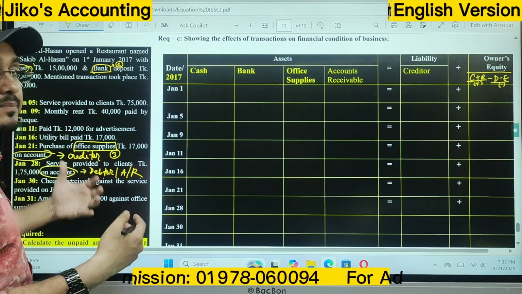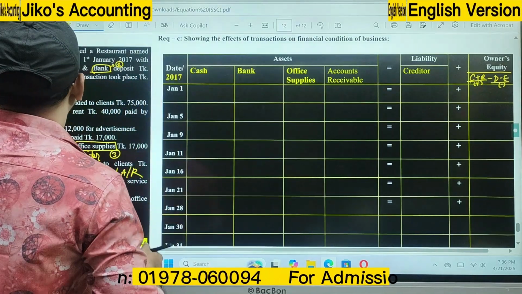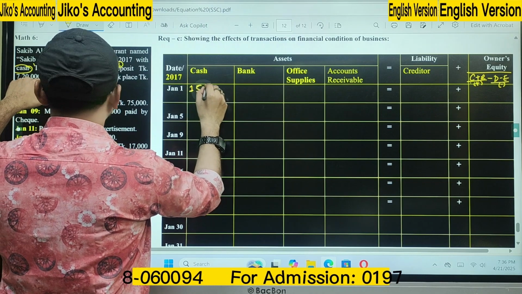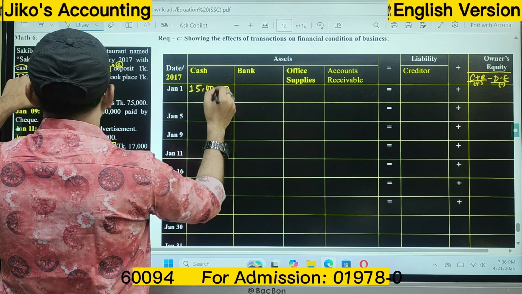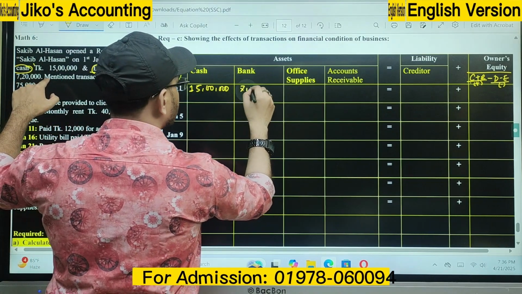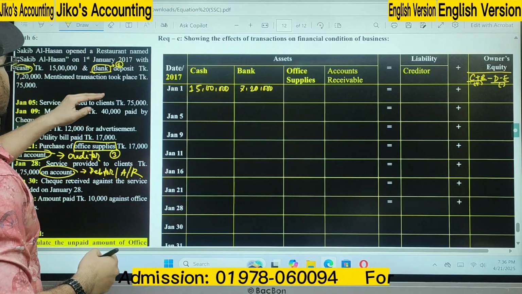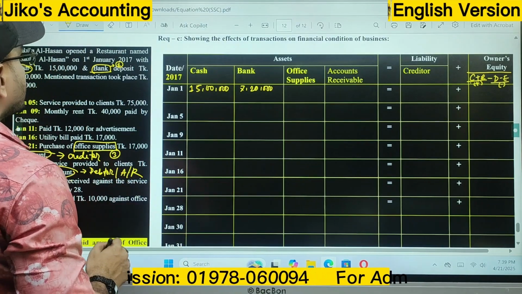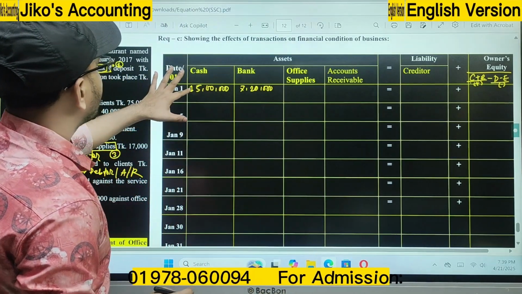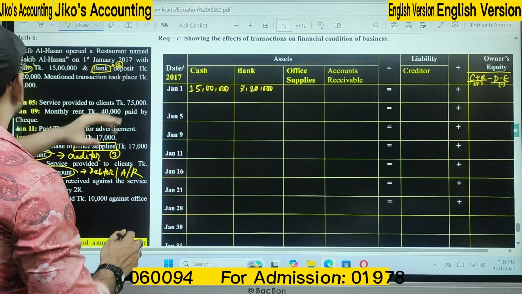Okay, sir, now we have to figure out what cash amount is brought by Sakib Al Hassan, that means the owner, what my business is receiving. You can see what the cash account is here. It's a large figure, not bad at all. What is the amount, sir? 15 lakh taka. What is the bank deposit taka? 7,20,000 taka, sir. Is it clear?